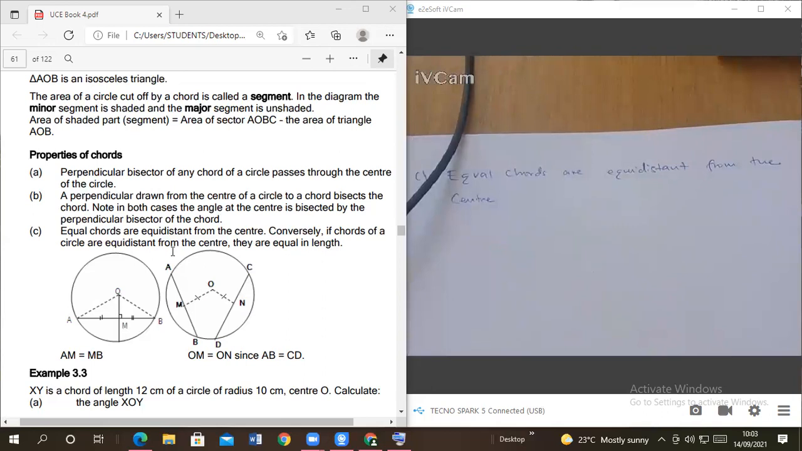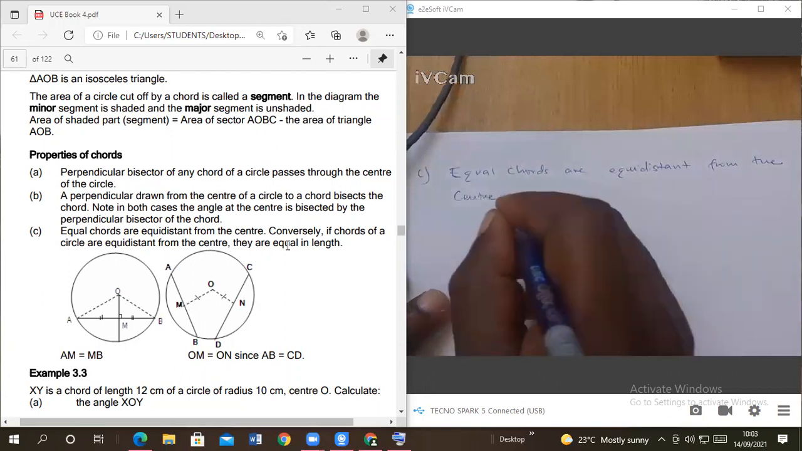The way you see in this second circle here. So this is the chord AB and another chord DC. So if they are of the same length, if AB is equal to CD, then those two chords are equidistant from the center. They have the same distance from the center. So they continue and say that conversely, if chords of a circle are equidistant from the center, they are equal in length.